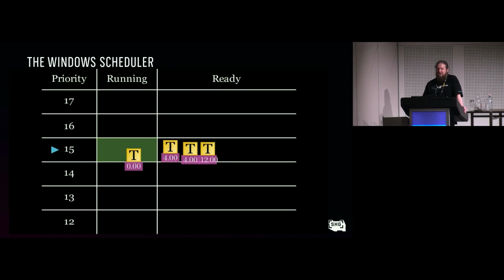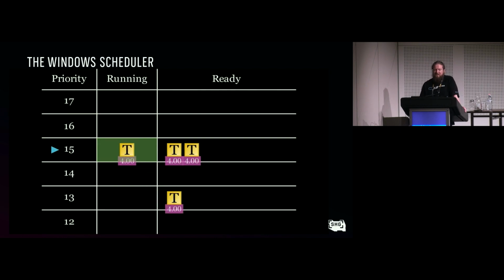Here we can see each of these threads in the ready queue complete their quantum, and then finally the thread that was at a lower priority completes its larger quantum, which is a lot longer than the ones that were already there. Once its quantum is completed, then it will be put back down to its initial base priority, which was 13.